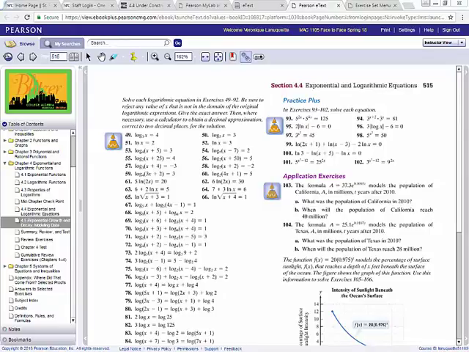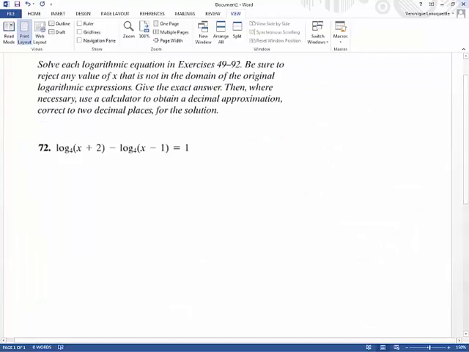Let's go ahead and take a look at number 72 in our textbook right here, and I just put that question with its direction on a Word document. So let's take a look at this more closely. We want to solve this logarithmic equation. We want to be sure to reject any value of x that is not in the domain of the original logarithmic expression. We want to give the exact answer. Then, where necessary, use a calculator to obtain a decimal approximation correct to 2 decimal places for the solution.